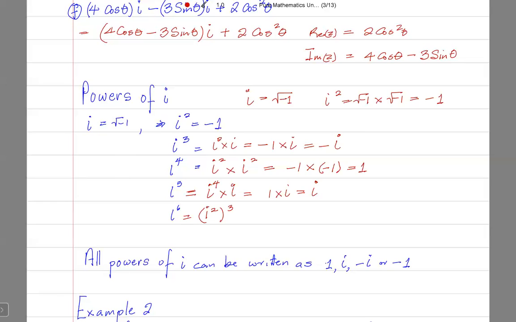I don't think anybody would have any issues with that. That's the same as saying I to the sixth, but I squared is -1. So this is -1 raised to the third power, which is -1. Once you raise a negative number to an odd power, your answer must come out negative. So from this, what we can conclude is that all powers of I can be written as 1, I, minus I, or -1.